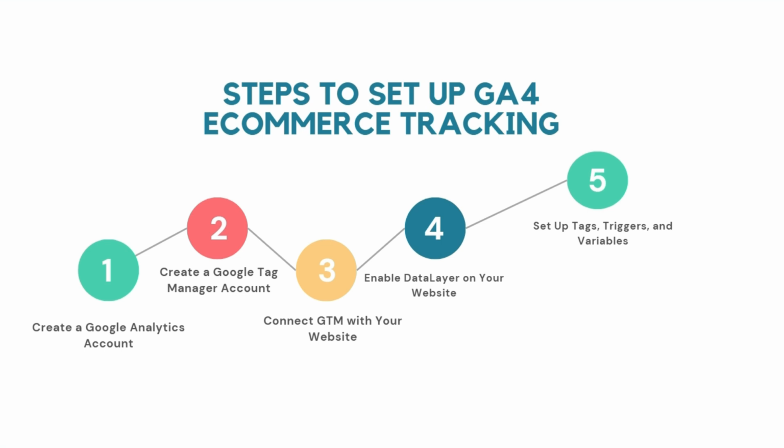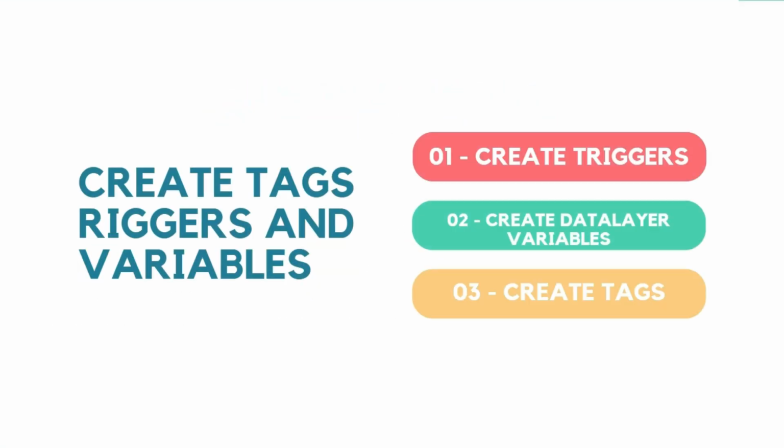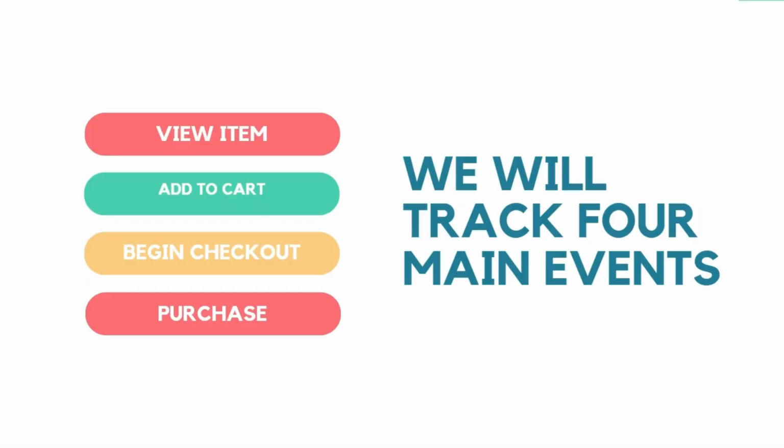Now we need to follow step 5, and that is create tags, triggers, and variables. For e-commerce tracking setup, we will follow 3 main steps. Step 1, create triggers, step 2, create data layer variables, and step 3, create tag. We will track 4 main events like product view, and product view is view item in GA4 language, also add to cart, checkout, and purchase.